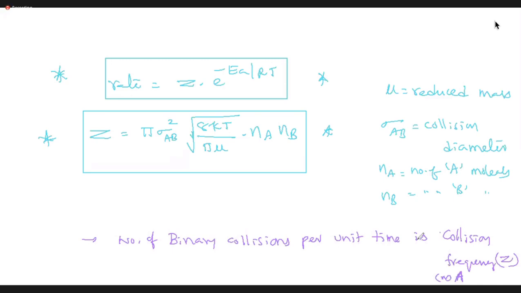Sir, reduced mass formula? That is physics. We don't have any problem on this, just the formula. Any problem comes here, you won't get any problem. Here write only Z for collision frequency, don't write A.